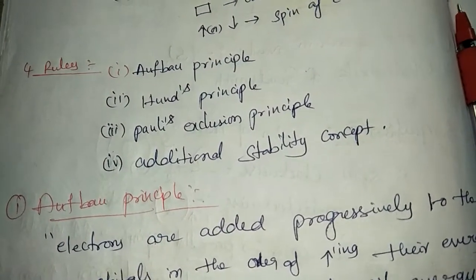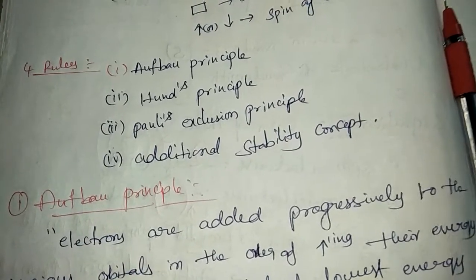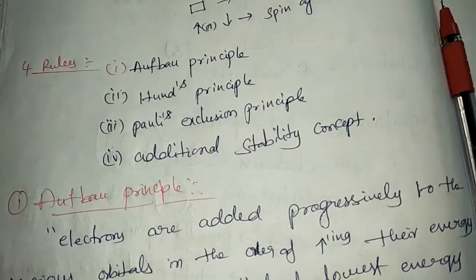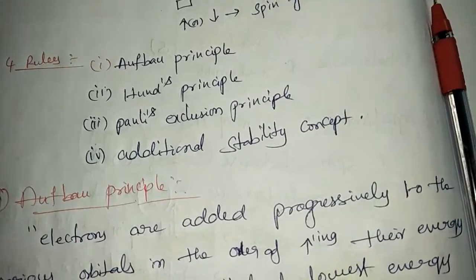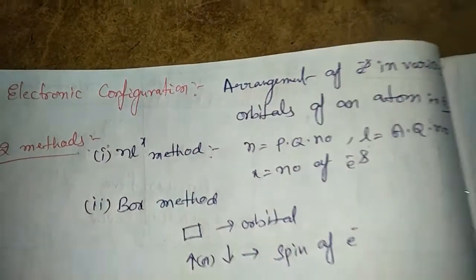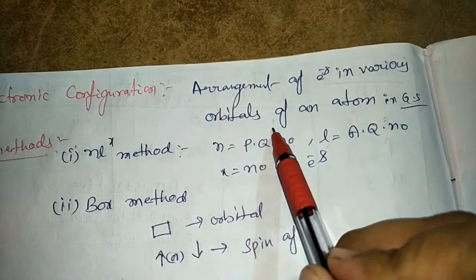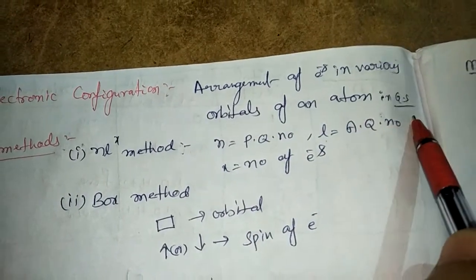Good morning, friends. Today I will explain the Aufbau principle. Before going to the Aufbau principle, we should know what electronic configuration is. Electronic configuration means the arrangement of electrons in various orbitals of an atom in ground state.